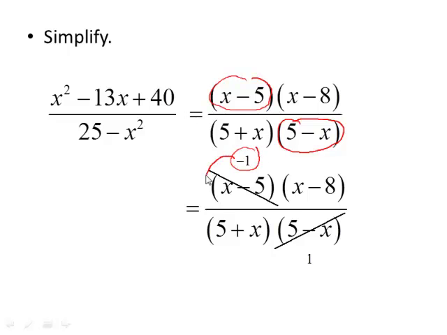And keep in mind, we can always move that negative 1 out to the front of the fraction. So what remains standing is x minus 8 in the numerator, 5 plus x in the denominator, with a negative sign out in front of that.